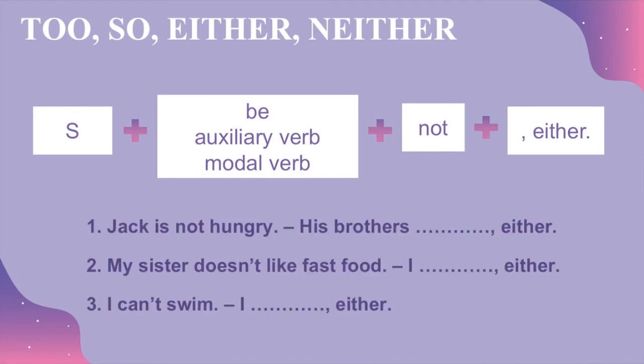For example, number 1, Jack is not hungry. Here we have the verb to be is in present simple. So we need to fill in a blank with the verb to be in present simple too. But brothers, it is a plural subject, so we need to choose are and we add not. So we will write aren't.